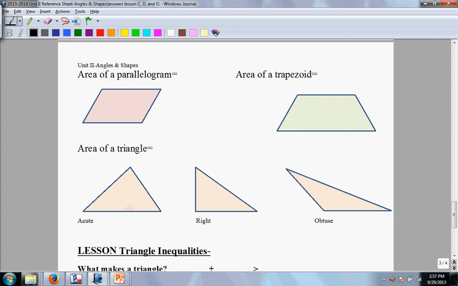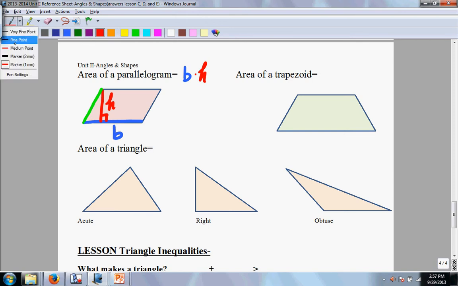Area of a parallelogram. You have your base. Remember, height always makes a right angle, so that is the height. This green is not the height. So area of a parallelogram is going to be the length of the base times height, which is a right angle.